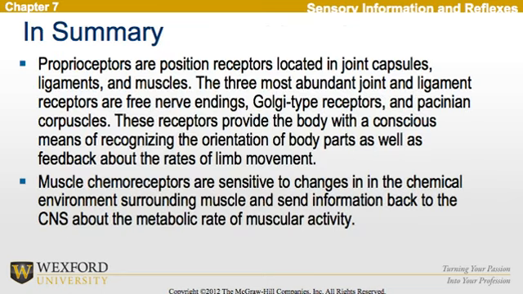In summary, proprioceptors are position receptors located in joint capsules, ligaments, and muscles. The three most abundant joint and ligament receptors are free nerve endings, Golgi-type receptors, and Pacinian corpuscles. These receptors provide the body with a conscious means of recognizing the orientation of body parts as well as feedback about the rates of limb movement. Muscle chemoreceptors are sensitive to changes in the chemical environment surrounding the muscle and send information back to the central nervous system about the metabolic rate of muscular activity.